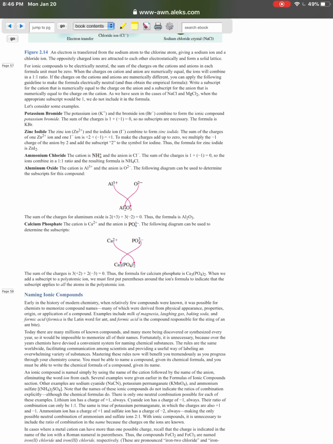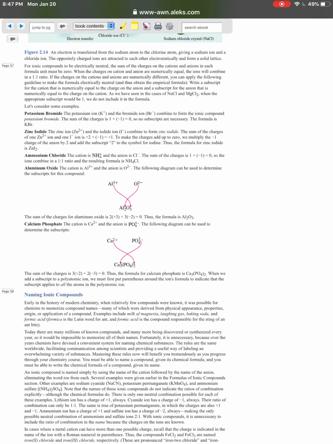Aluminum has 3 positive charges. Oxygen only has 2 negatives. So they cannot combine in a 1-to-1 ratio because 3 does not balance 2. So what happens is you take multiple numbers of the ions. If you take 2 aluminums, that gives you a total charge of +6. If you take 3 oxygens, that gives you a total charge of -6.